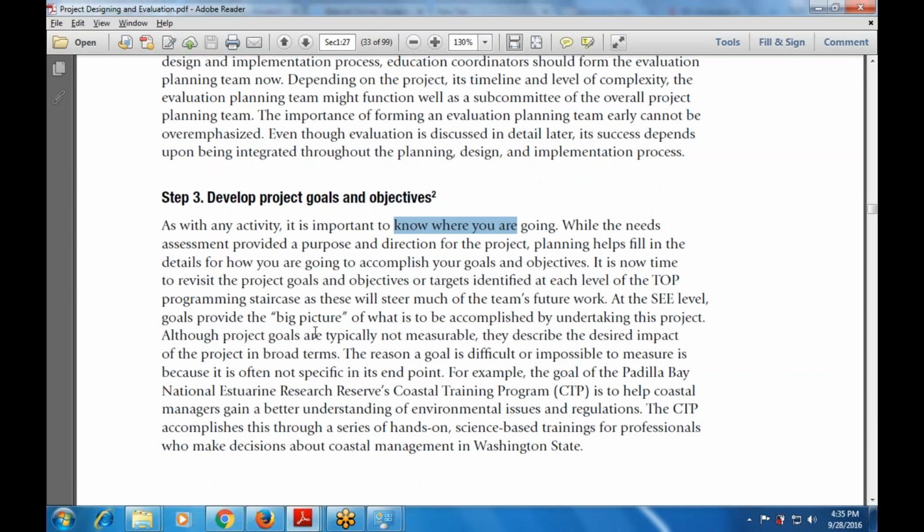The goals also provide a big picture of what is to be accomplished by undertaking the project. Although project goals are typically not measurable, they describe the desired impact of the project in broad terms. What is the reason for this goal? It is very difficult or impossible to measure because it is not specific. For example, a search chart is also used for managers to gain a better understanding of the environmental issues and regulations. And the CTP, the Coastal Training Program, establishes a series of hands-on, science-based trainings for professionals who make decisions about coastal management in Washington state.